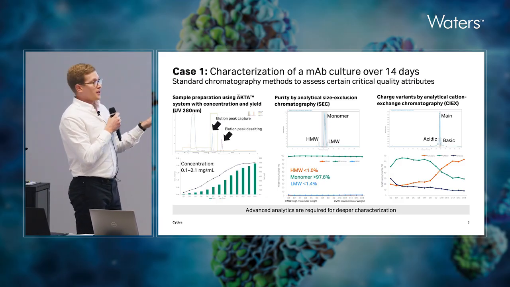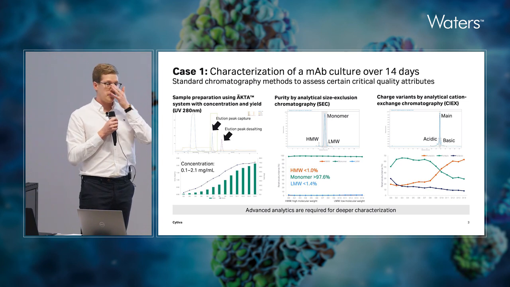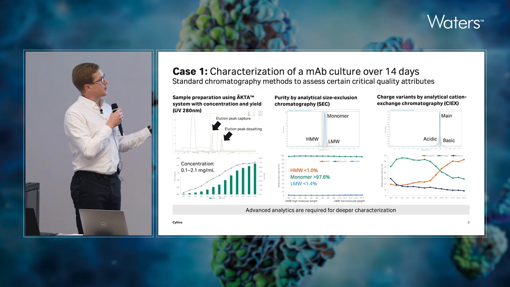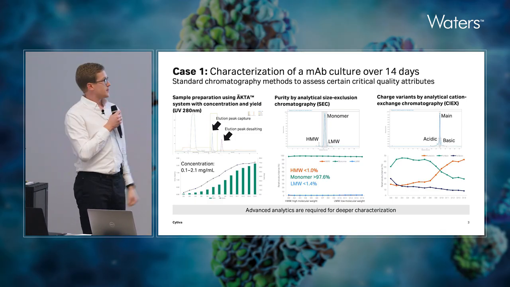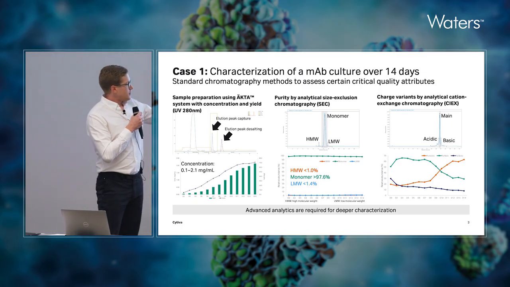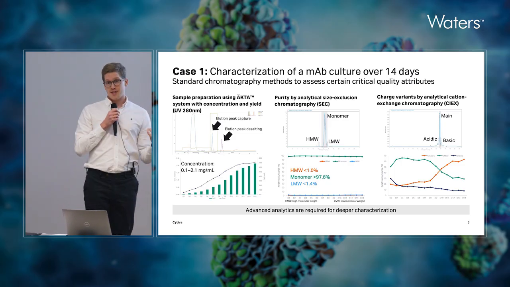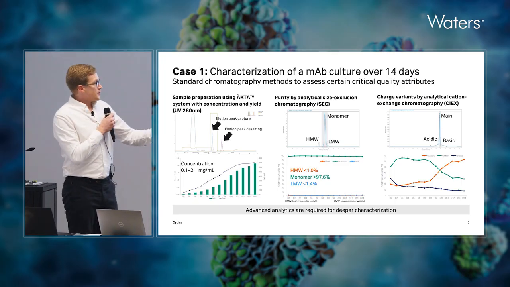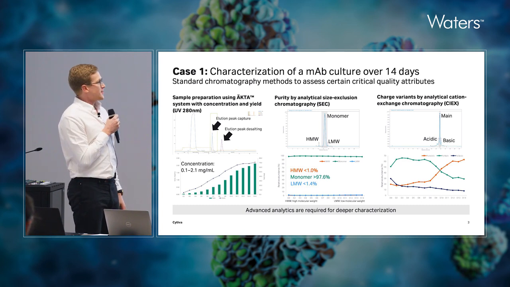Then I'll show you two standard chromatography methods to assess maybe the most fundamental critical quality attributes. In the middle is the SEC. Here we have high molecular weight or aggregates, eluting before the monomer, and then we have later eluting low molecular weight or fragments. In the middle at the bottom here, I show you then the purity profile throughout these 14 days. And this is a very stable process because we have less than 1% aggregate every day. So it's very pure.